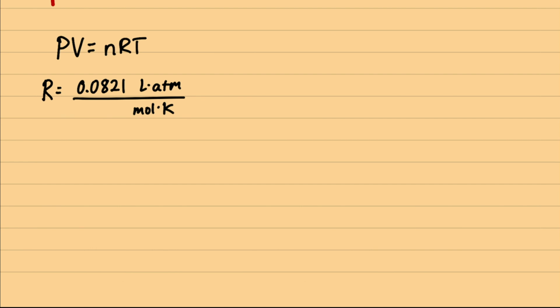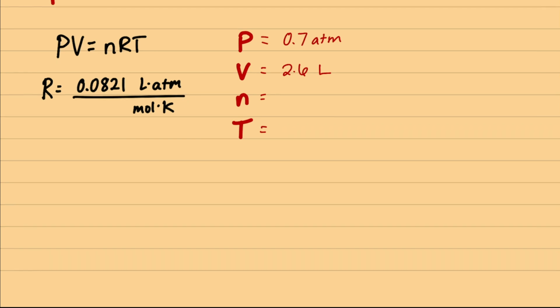Okay, so let's do a practice problem here. The way that these work is you're always given three of the variables, P, V, n, T. You're given three of them, and you're asked to solve for the fourth one. So let's say that we have a gas sample that has a pressure of 0.7 atmospheres, a volume of 2.6 liters, a temperature of 45 degrees Celsius, and we want to figure out how many moles of gas are in that sample.